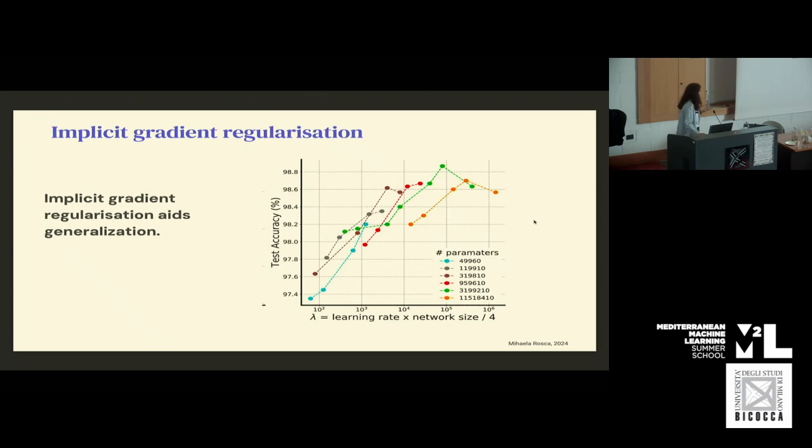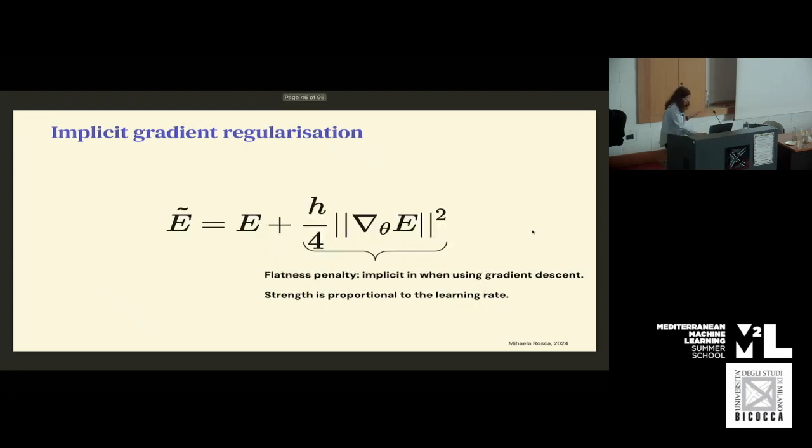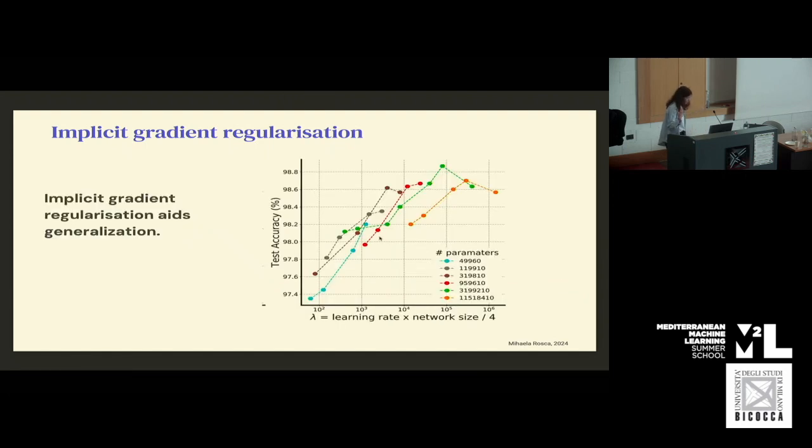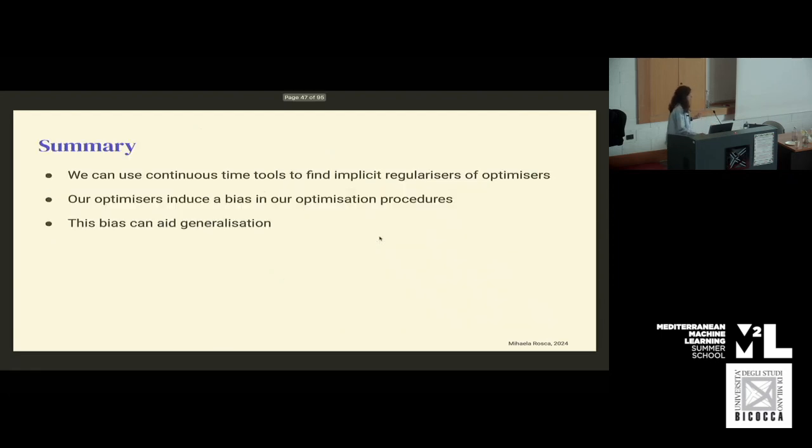And we can verify this empirically. Of course, this is math. Now, this doesn't directly tell us that the reason we see this positive effect is because of this, but we're creating a lot of correlational evidence. We're going to see some causal evidence in a bit. So this is implicit gradient regularization. We've seen how with continuous time, you can find something new about gradient descent, which is that it doesn't just minimize the loss function that you started with, but it also has this additional term.